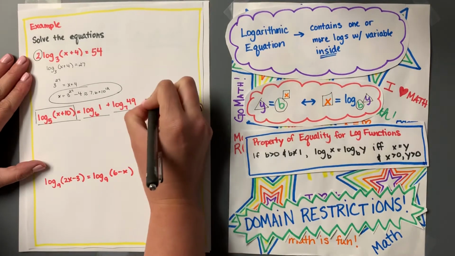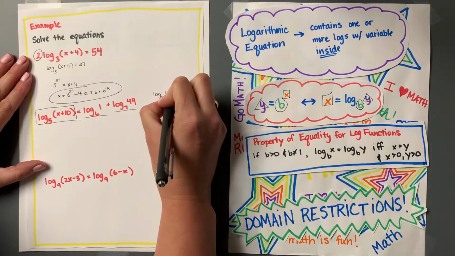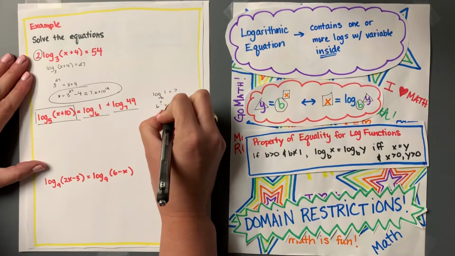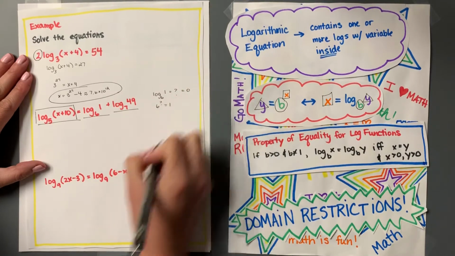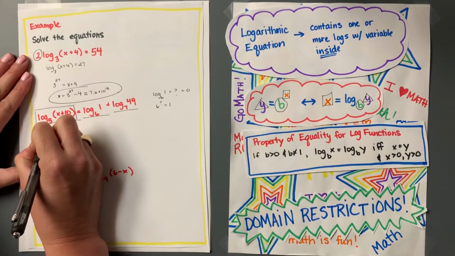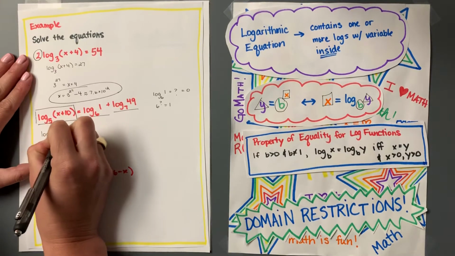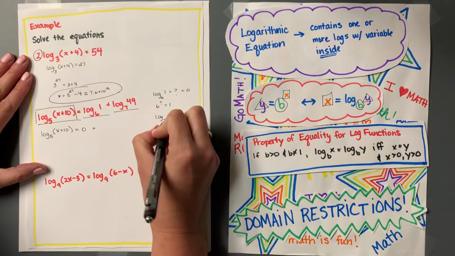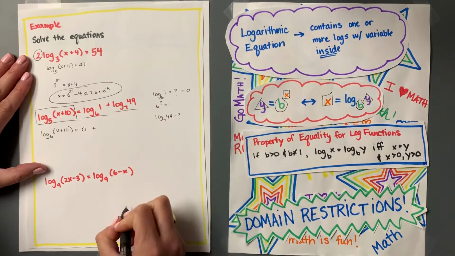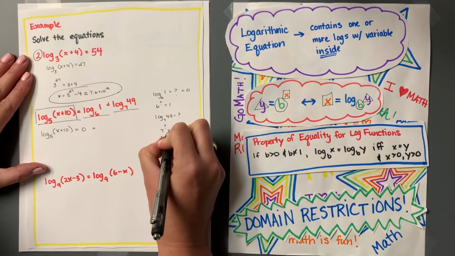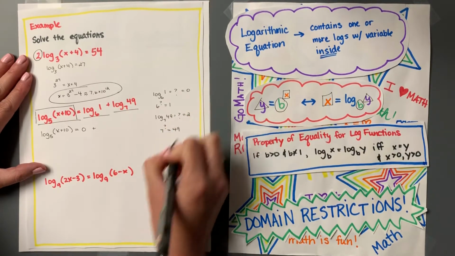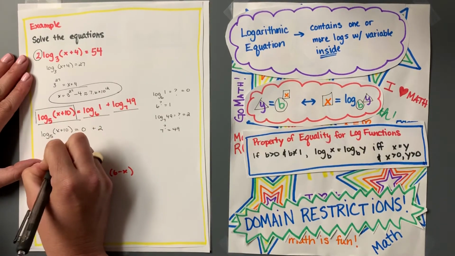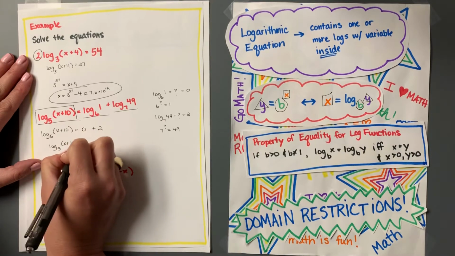That means log base 6 of 1 is equal to some number. So 6 to what number is equal to 1? That is 0. So I'm going to rewrite this. Log base 5 of x plus 10 is equal to 0 plus. Then I'm looking at log base 7 of 49 is equal to what number? So 7 to what number is equal to 49? And that is 2. So this becomes log base 5 of x plus 10 is equal to 2.